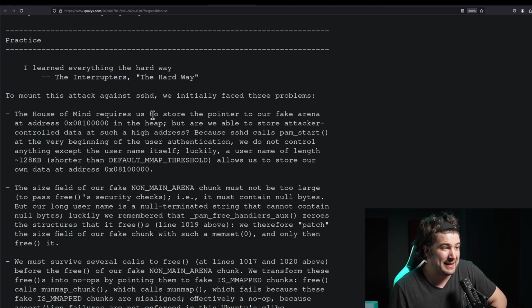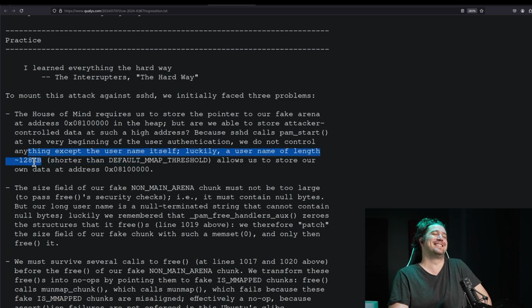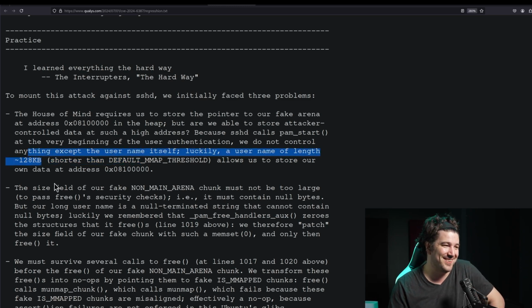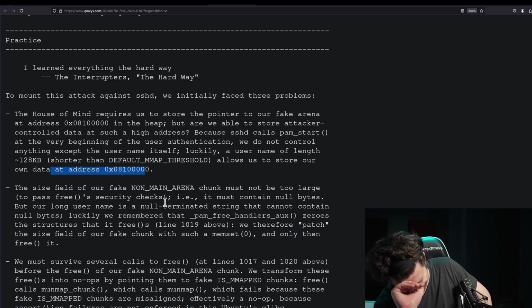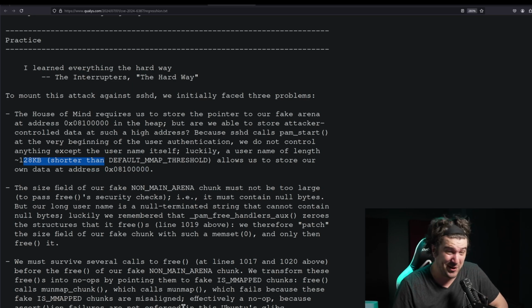To mount this attack against SSHD, we initially faced 3 problems. The House of Mind requires us to store the pointer of our fake arena at an address high in the heap, but we're not able to store attacker-controlled data in such a high address because SSHD calls PAM start at the very beginning of our user authentication. We do not control anything except the username itself. Luckily, a username of length 128 kilobytes allows us to store our own data there. I love these types of things where it's like, what if we just put a bunch of data in there?